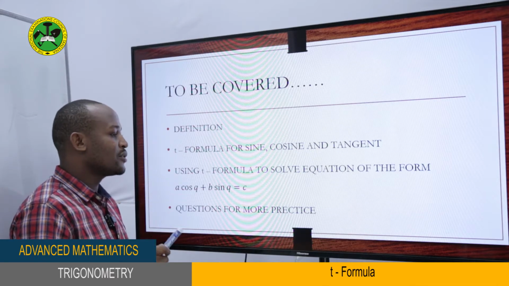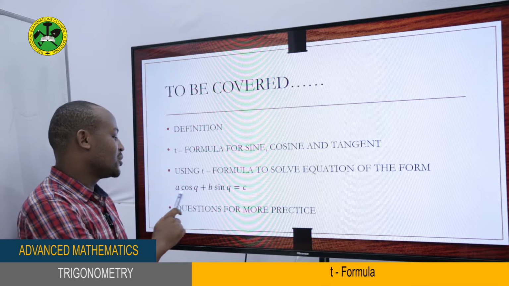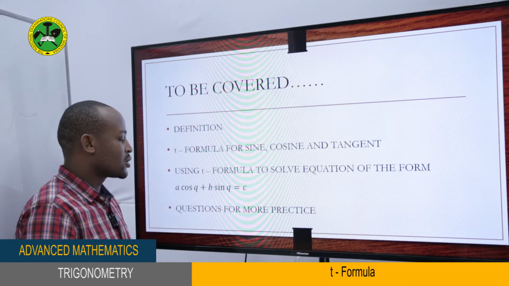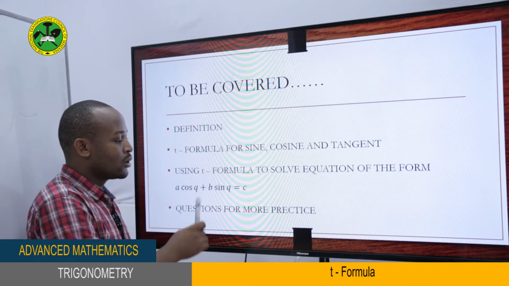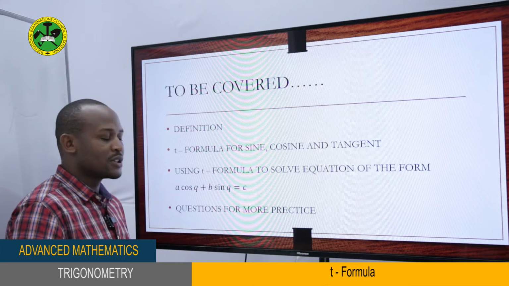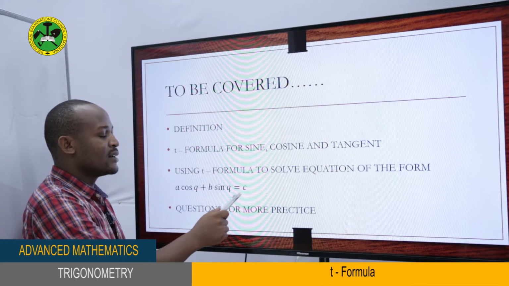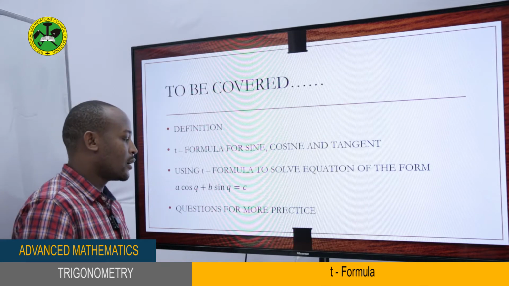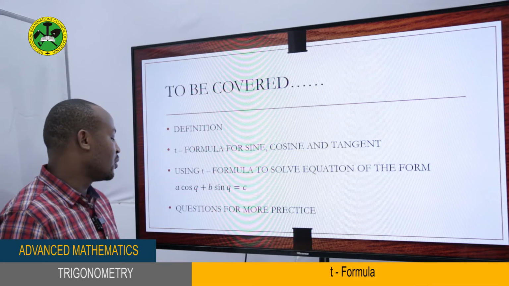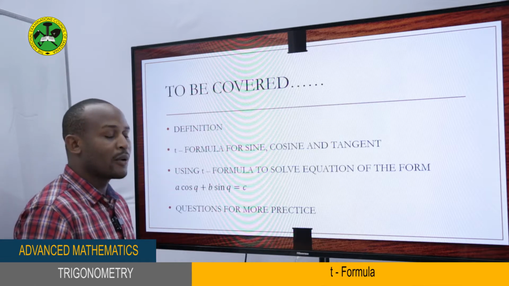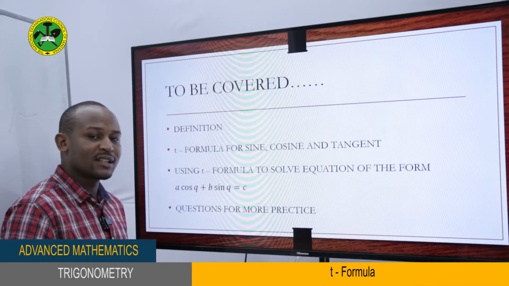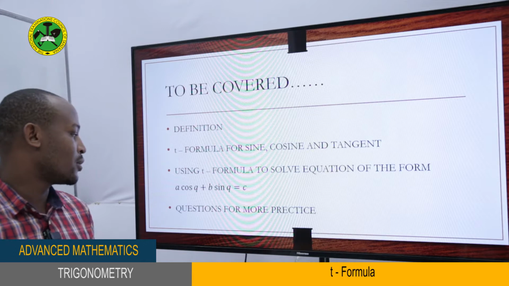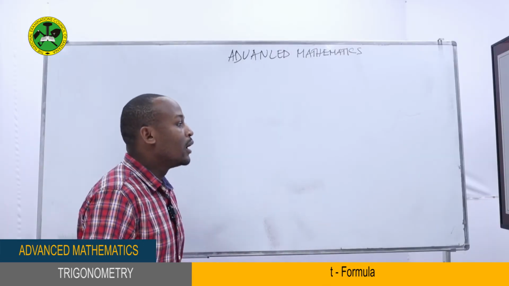And the types of equations that we'll be solving are of this nature: A cos Q plus B sin Q is equal to C, whereby A, B, and C are constants, while Q is an angle that we'll be looking for. Then after that, I will leave you some more questions for you to practice. So be with me so that we can understand each other.